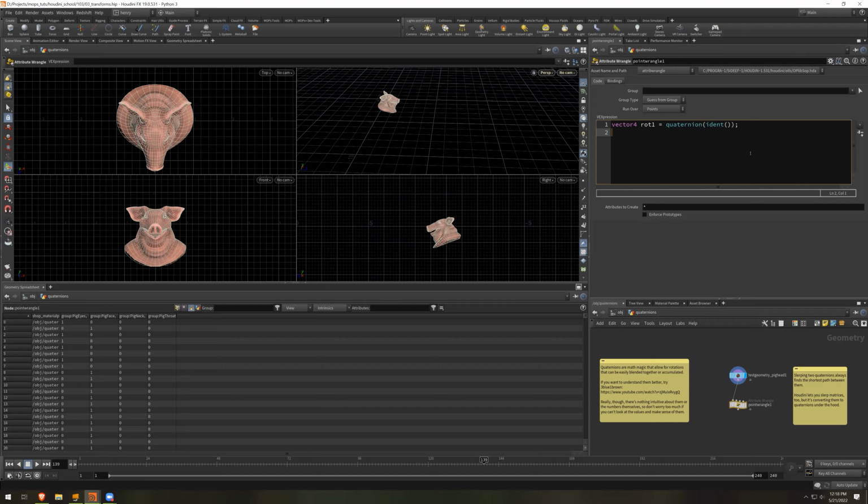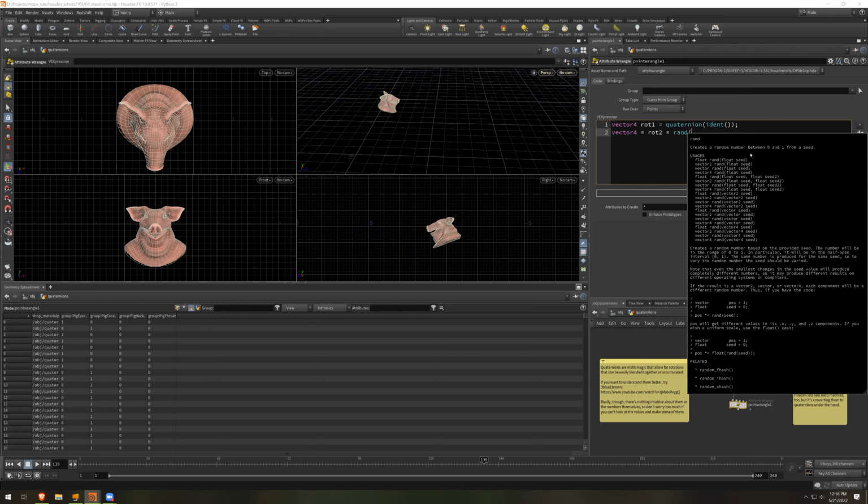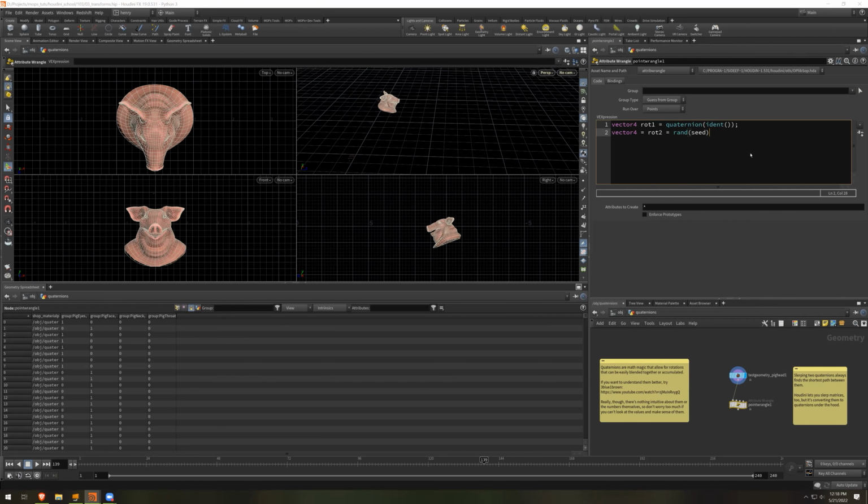It means nothing. The second one, ROT2, I'm basically going to run the random function. So I'm just going to say rand, and we'll just say seed. I haven't defined seed yet, but we'll get there. And I'm going to normalize this because I want my quaternion to be a unit quaternion. The random function, in addition to creating random floats, can also create random quaternions. So this is just going to create a random orientation for us. And then for seed, I'm just going to say up here float seed equals, and we'll just bind that to a channel.